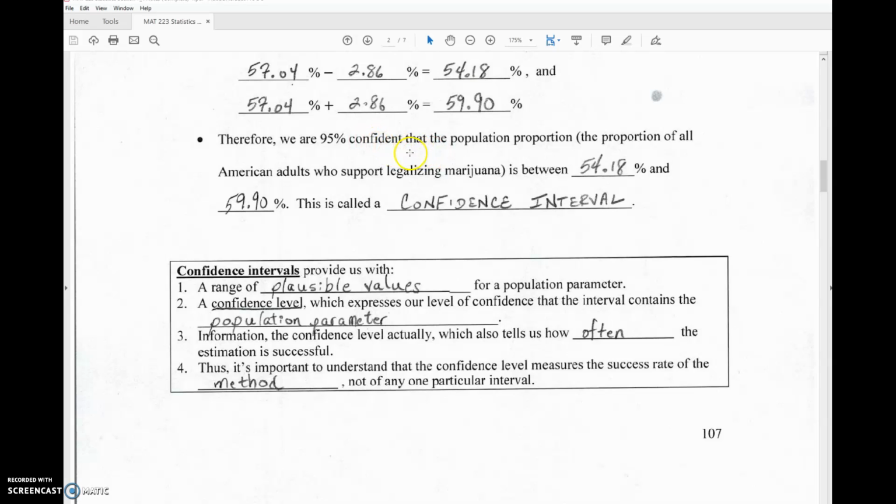It's going back to the previous page when we started this example. So if we had done 100 different samples, all of 2003 size, which we don't do in practice, remember this is theoretical, the confidence level actually tells us that 95 of those 100 samples would contain the true population proportion. So what we're hoping is that we have one of those 95 correct confidence intervals. It's important to understand that the confidence level measures the success rate of the method, not of any one particular interval. We're just hoping that we have one of those 95 intervals that has the true population parameter in it.